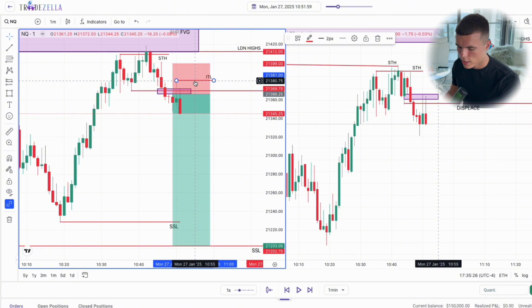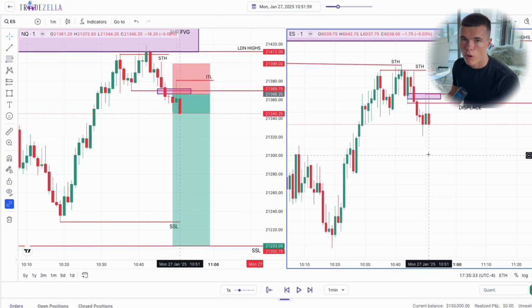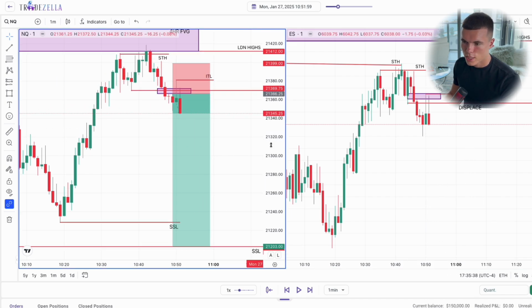So there's a possibility that either NQ or ES would look to take out this short-term high, where a lot of positions would have trailed their stops to this short-term high already. And this is not something that I would do.